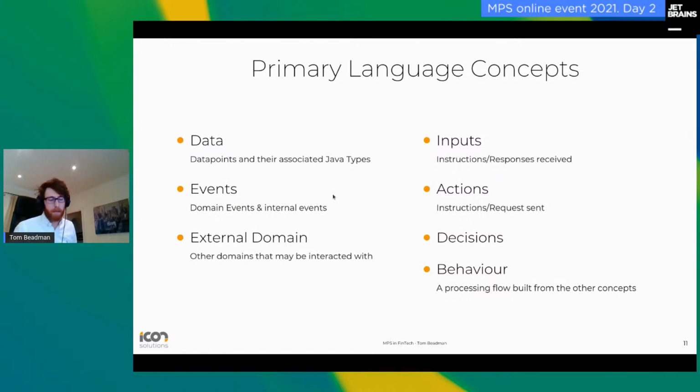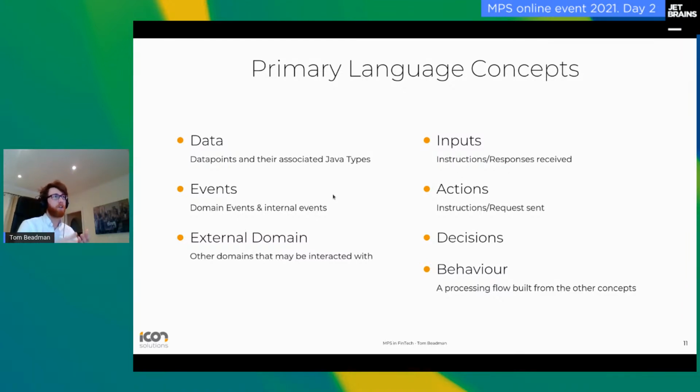Primary language concepts. These are a list of the most important concepts that we built the DSL around. This should be quite familiar to anyone who's built state machines, or worked in a DDD process. But first of all, we define data.